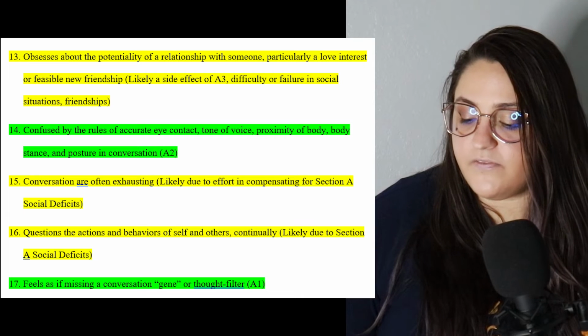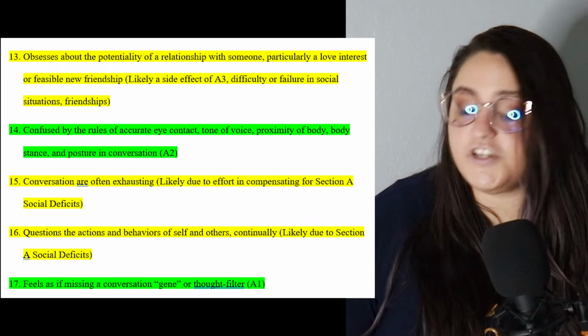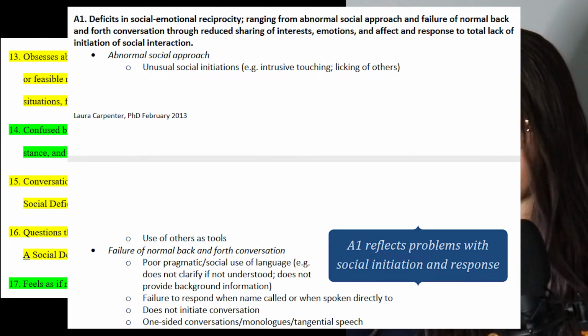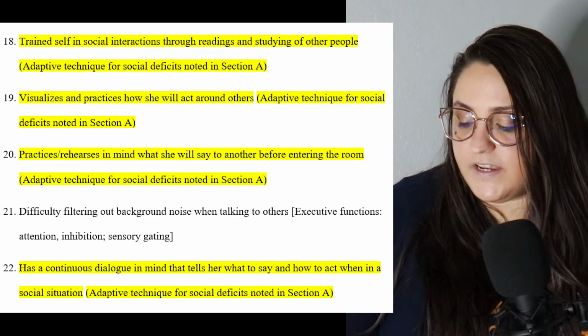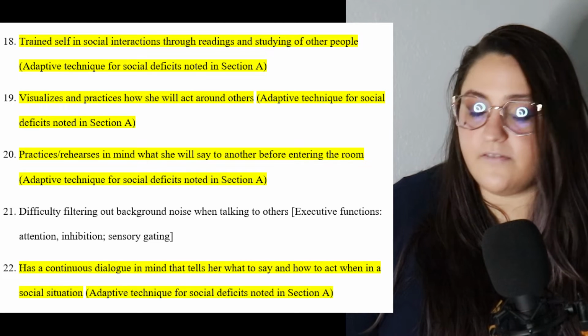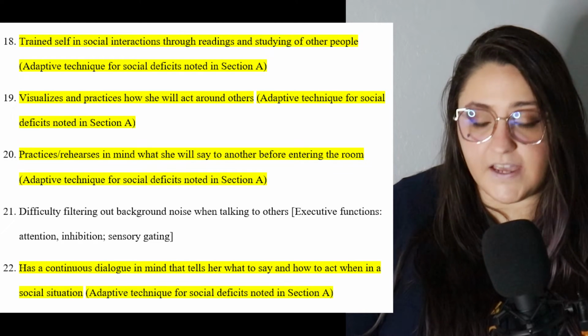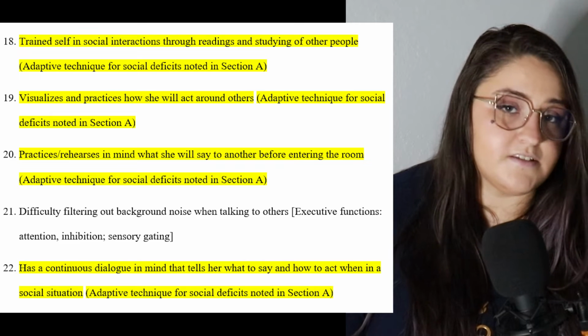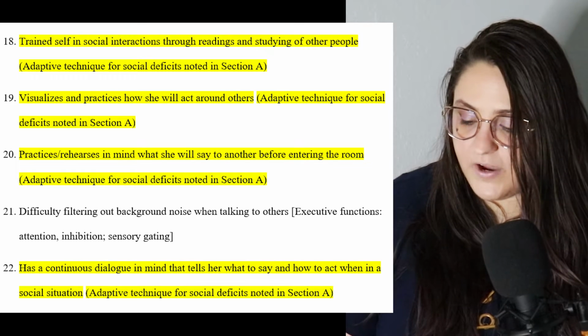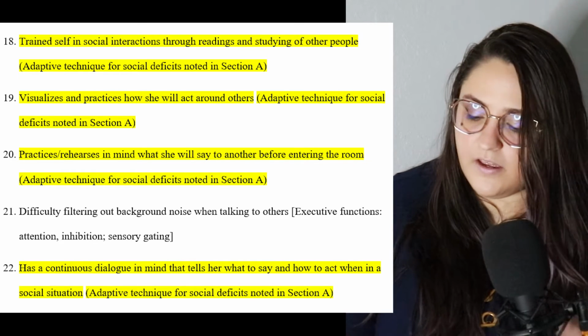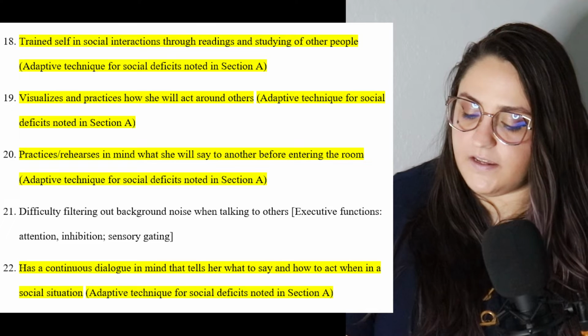In green, we have feeling as if missing a conversation gene or thought filter. I put that under A1. Trained self in social interactions through readings and studying other people. I feel like this is likely an adaptive technique for the social deficits noted in Section A. Visualizes and practices how she will act around others. I feel this is an adaptive technique as well.